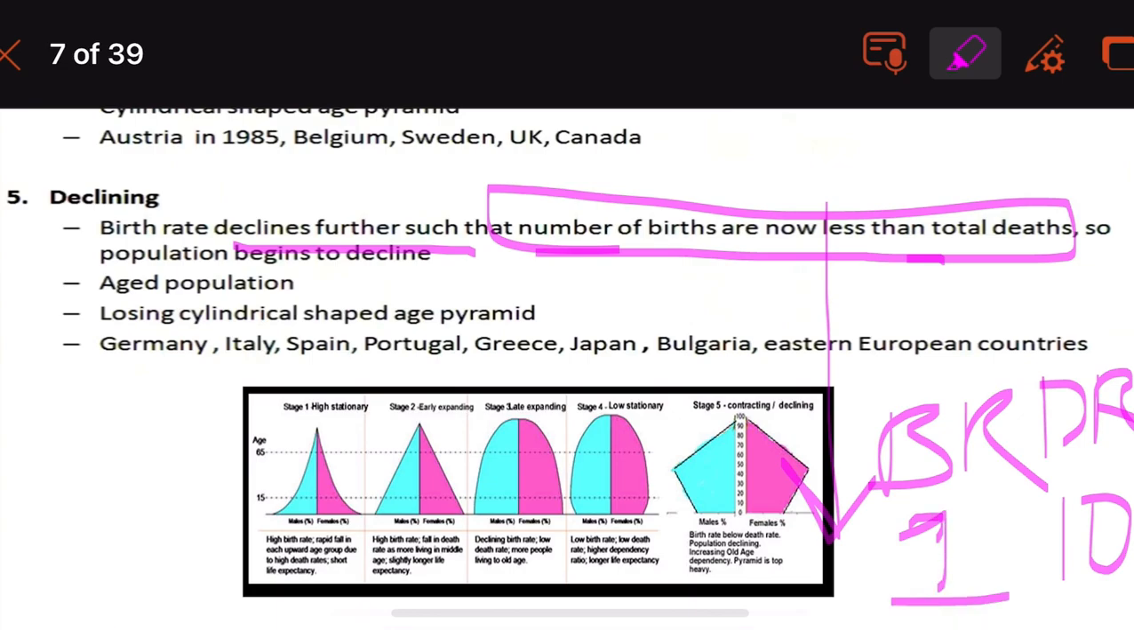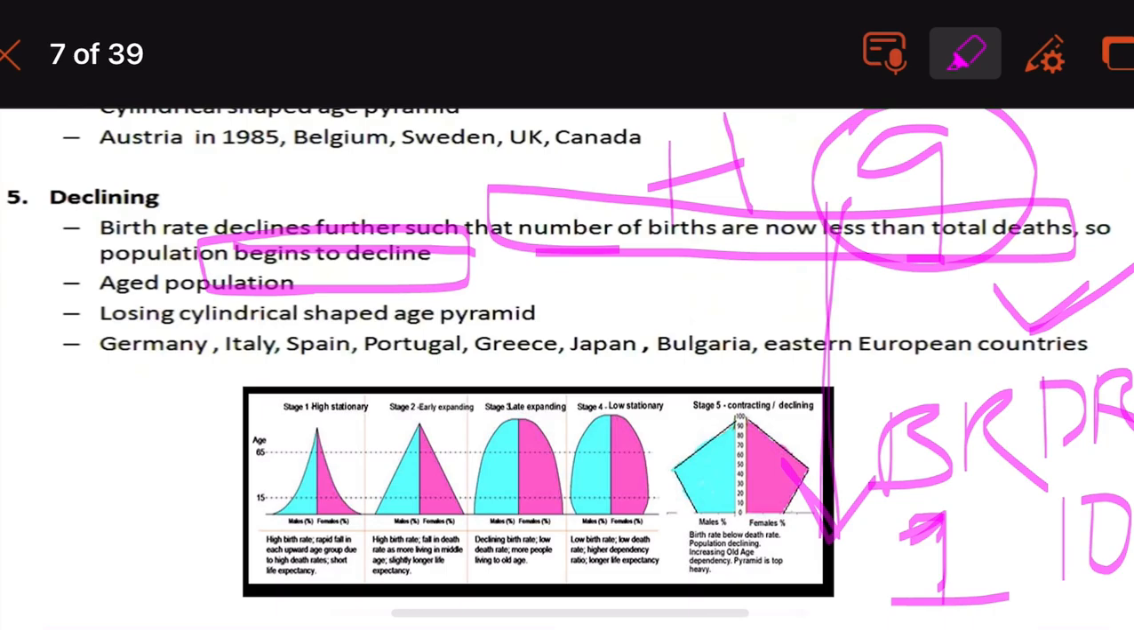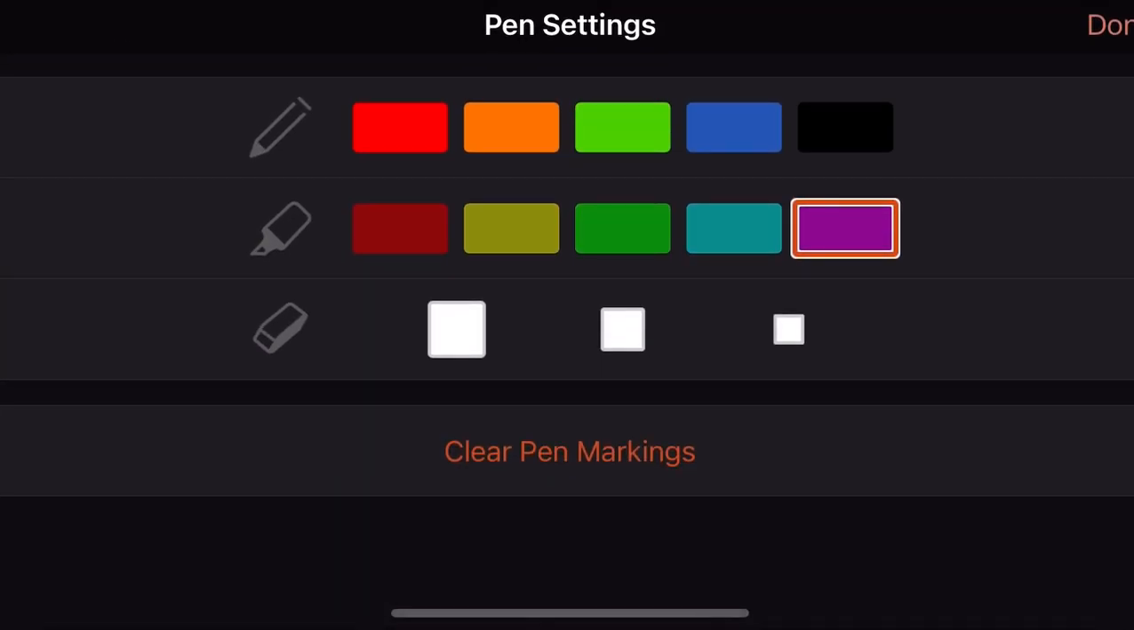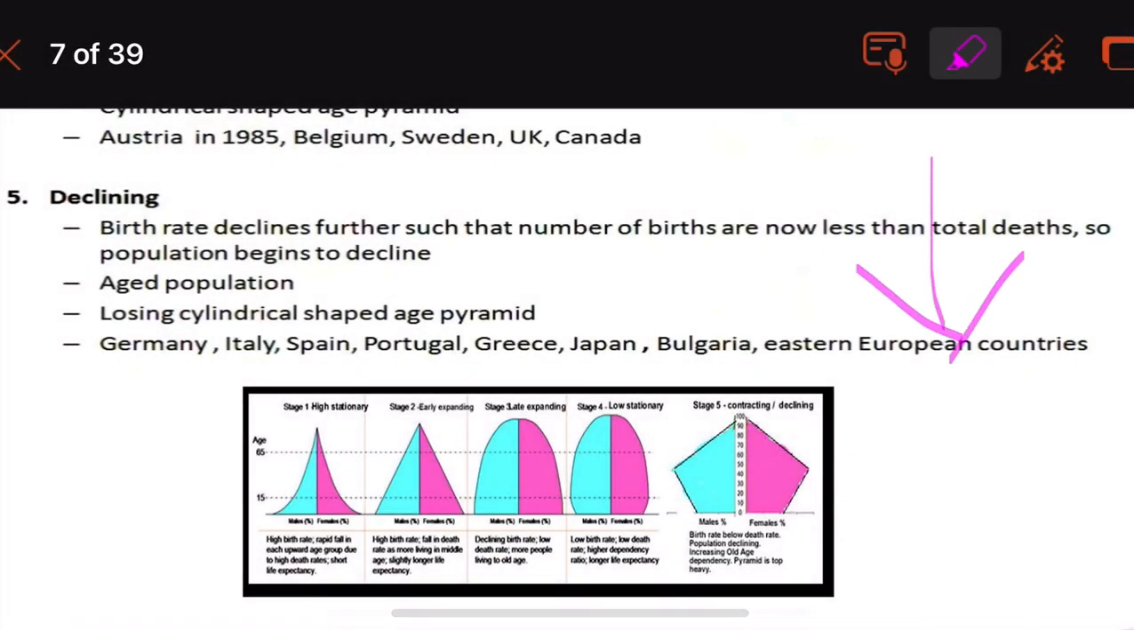So the birth rate has declined further, such that the number of births is less than the total deaths. So the population is beginning to decline. 10 people are eliminated, but only 1 is added. So what happens? The 9 are less, so the population is declining. It's not stationary, it's not increasing, rather it is declining.